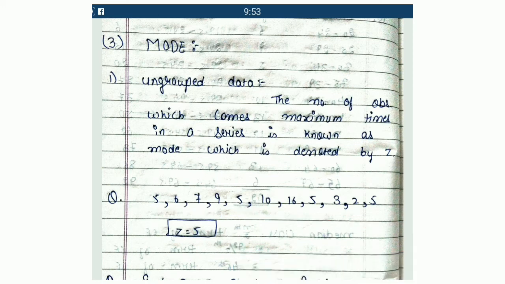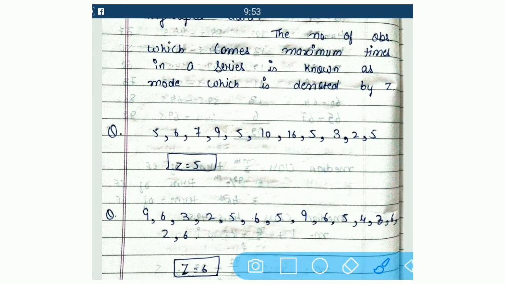So let us see an example of this ungrouped data. One question is given: find out the mode from the following data. These numbers are given: 5 6 7 9 5 10 16 5 3 2 5. Now what we have to do is find one number which is repeated again and again. Ek number jo bar bar repeat hua hai usko check karna hai. So see, here we are checking: 5 is given once, twice, thrice, and it is given 4 times also. Other numbers are not given repeatedly, but this number 5 is given 4 times. So what is our Z going to be? Our Z is going to be 5. So the number which is repeated maximum times is considered as our Z.